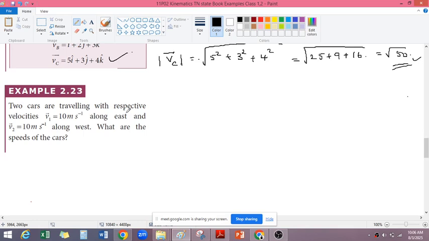Two cars are traveling with respective velocities. V1 along east, so this is going towards east. And V2, so this is velocity V1, and this is along V2 towards west. What are the speeds of the cars? Speed is going to be just the magnitude. So both are 10 meter per second only. Right? No change. Only the velocity is different. Speeds are the same magnitude.